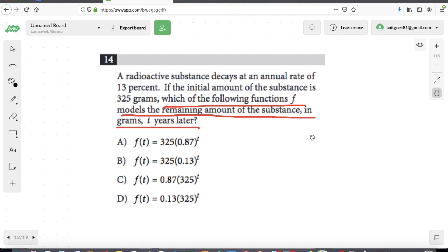So it's not a ton, right? It's close to 10%. So 13% is relatively close to 10%. If you were going to give me an estimate of how much would be left after a year, I just want a ballpark. We're not even calculating this. How much would be left after a year of 325 grams if it's decaying at a rate of 13% a year? After 1 year, how much would you guess is left?